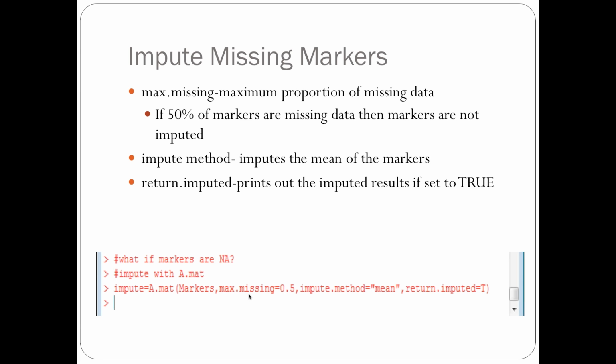should then be removed. This is a good quality control since you're removing markers that most likely were just not genotyped correctly and really aren't helpful to the analysis. And the impute method is the mean, since we're imputing the population mean for that marker. And I have return.imputed equal to true, since I want to see the printout of the imputed results.